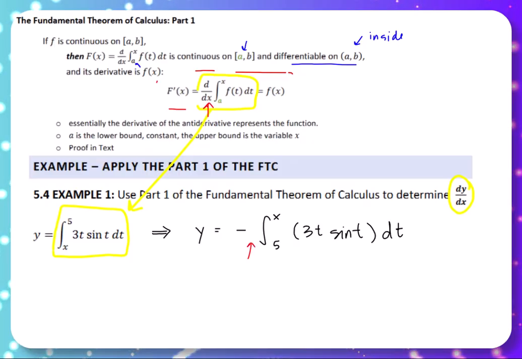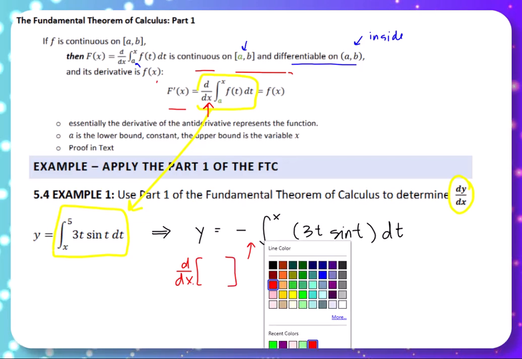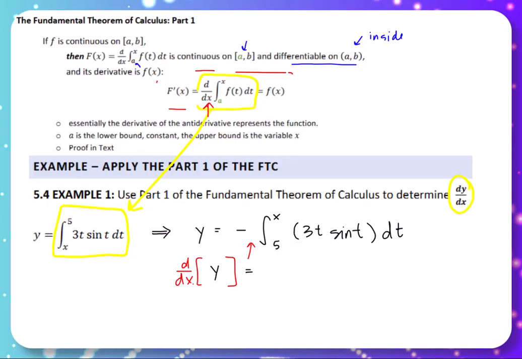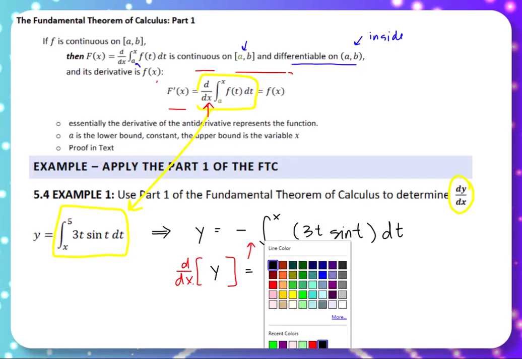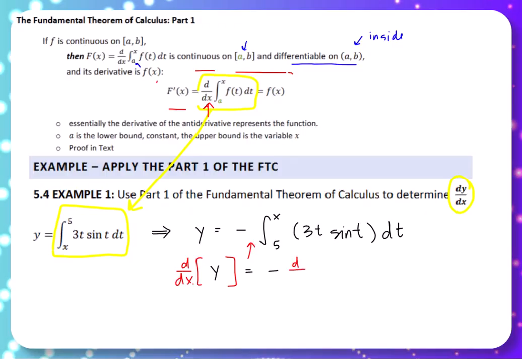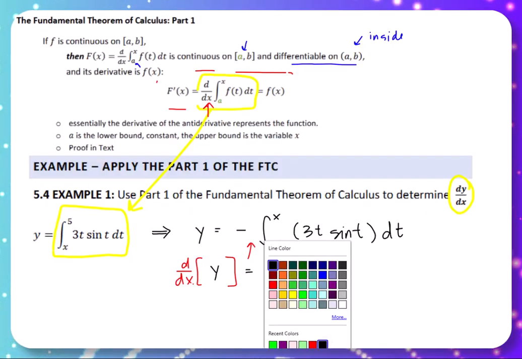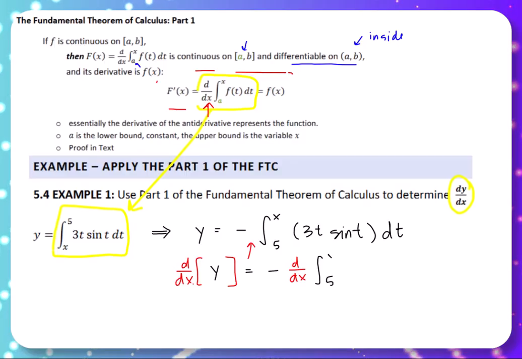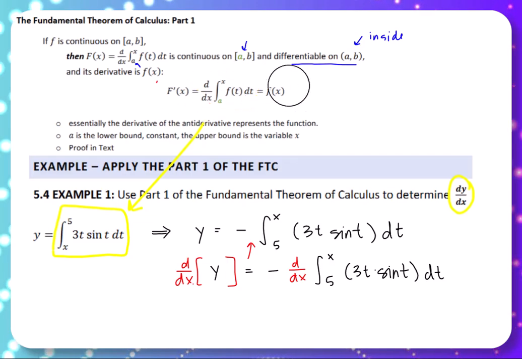I can't just apply the derivative to one side of the equation, but I can apply the derivative to both sides of the equation. So I have d dx of y equals negative, that's a constant multiple, I'll pull that in front, d dx of the integral from 5 to x of 3t times the sine of t dt. Now it looks like what I need in order to interpret this correctly.